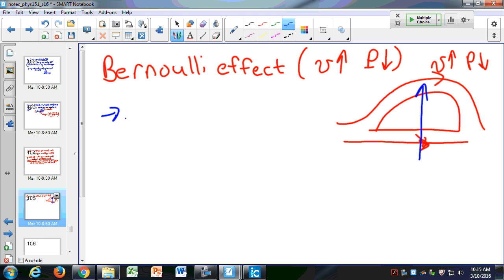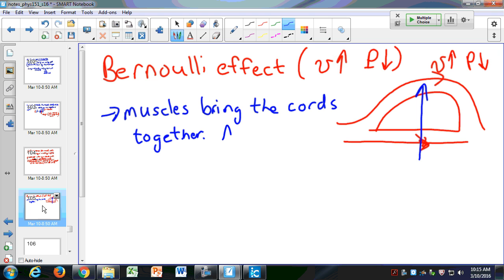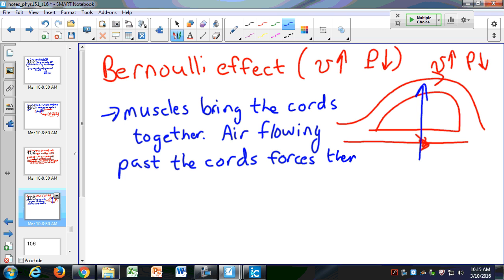Muscles bring the cords together. Actually, no, the cords are muscles, so they bring themselves together. And then air flowing past them forces them apart, pushes the cords apart. So you have this high velocity air going through the vocal cords. Because I have high velocity air, the pressure between the vocal cords is what? Big or small? I have a small pressure in between the vocal cords, which causes them to tend to come back together again. So this high velocity air causes a low pressure between the vocal cords.